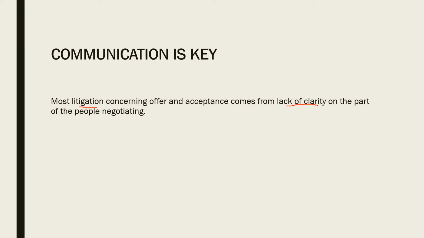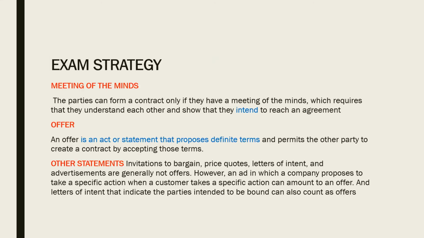So one needs to know, when does acceptance take place? Has it been communicated? So that you avoid ending up in court and spending a lot of money as far as contracts are concerned. Now, this is an exam strategy and more of an overview of the previous video on offers and the current video on acceptance. And you need to remember up to this point as a contract law student that parties can form a contract only if they have a meeting of minds.